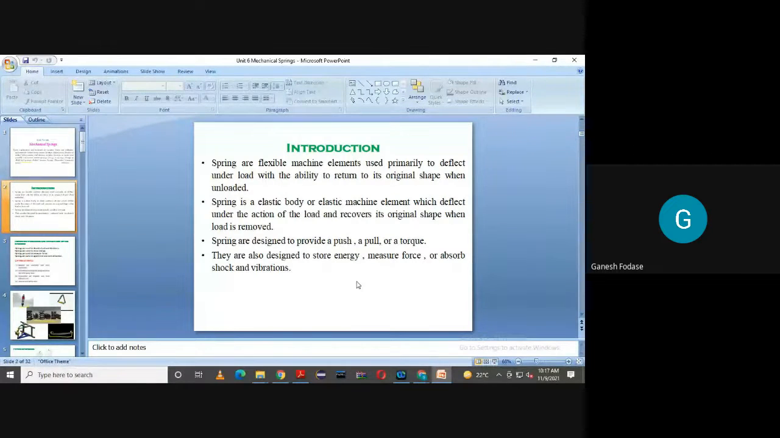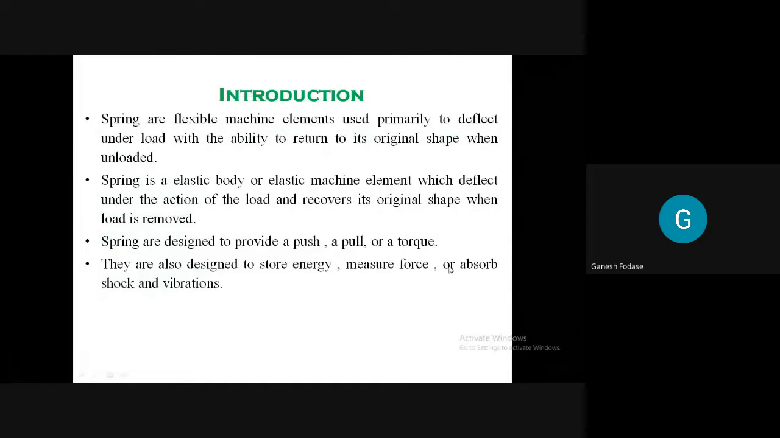Basically, what I asked: what is an application where springs are used to absorb shocks and vibrations? Any application? Sir, in vehicles, as well as in engine mounts and all, where vibrations have to be absorbed. Yes, basically the main application to absorb shocks is in vehicles only.